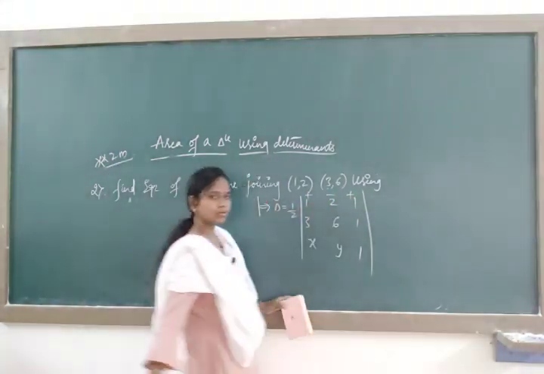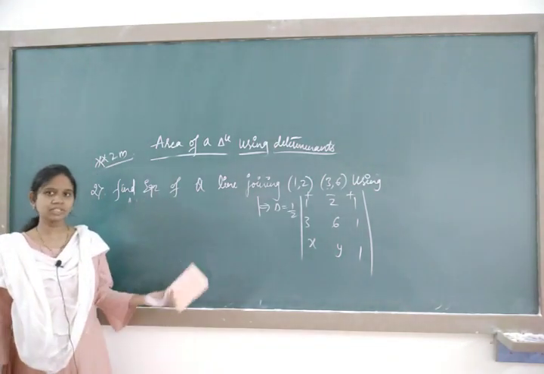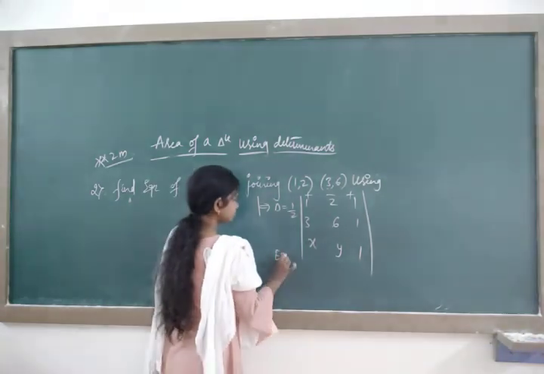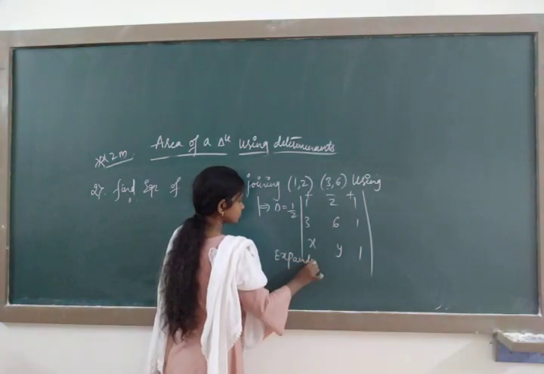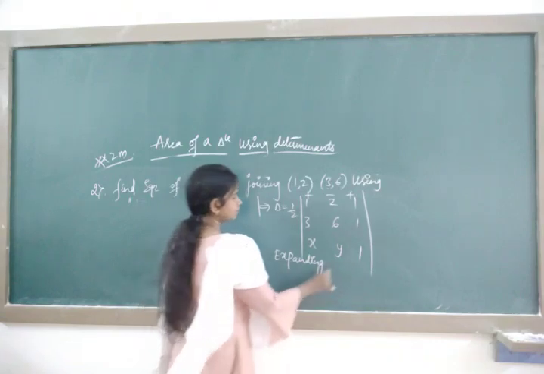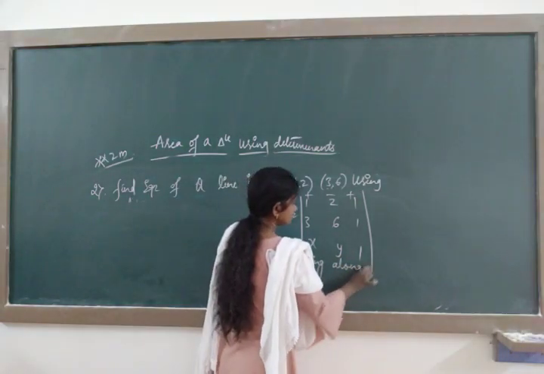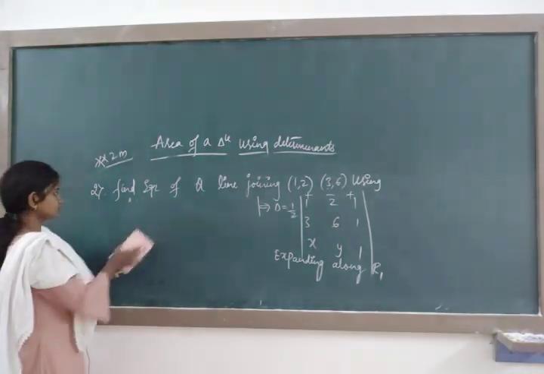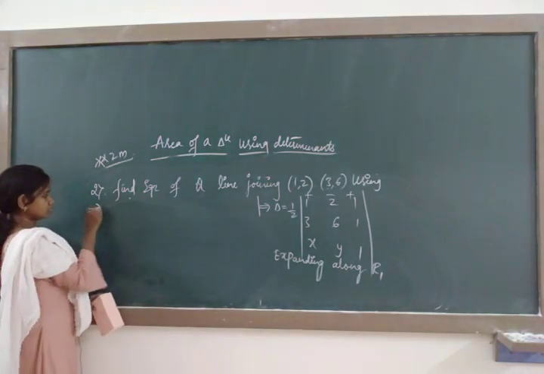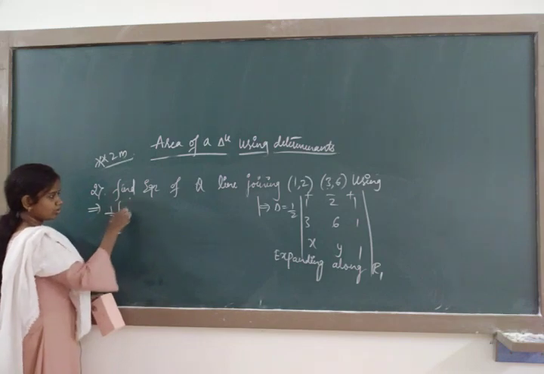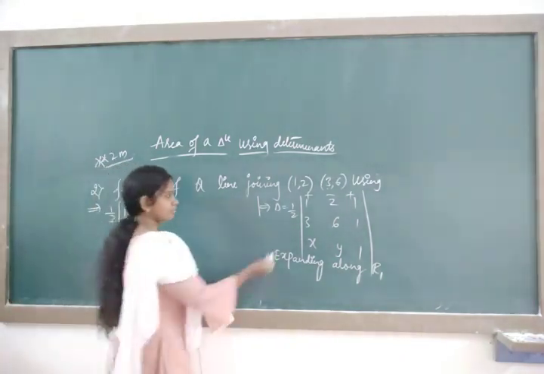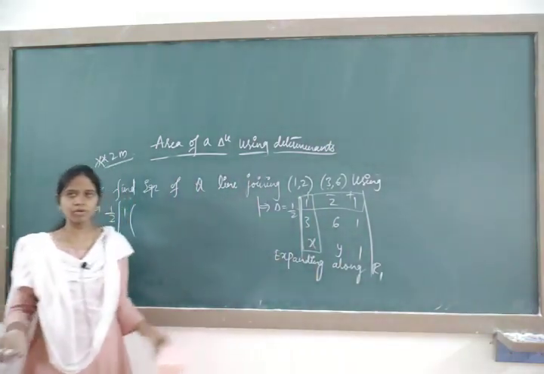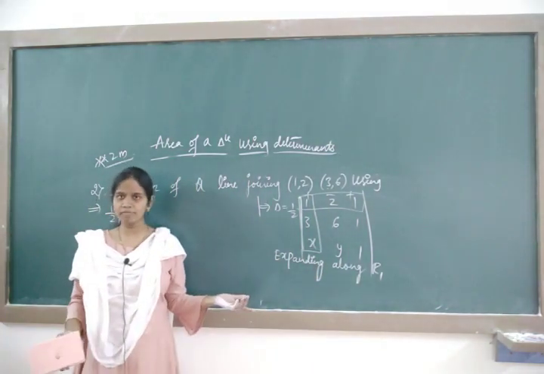Expansion is left to you, you can expand in any way. There are 6 ways, but I prefer R1. Expanding along R1, the signs are plus, minus, plus. When we expand along R1, that row will be completely closed, and one by one the columns will get closed. First, the first column will be closed.